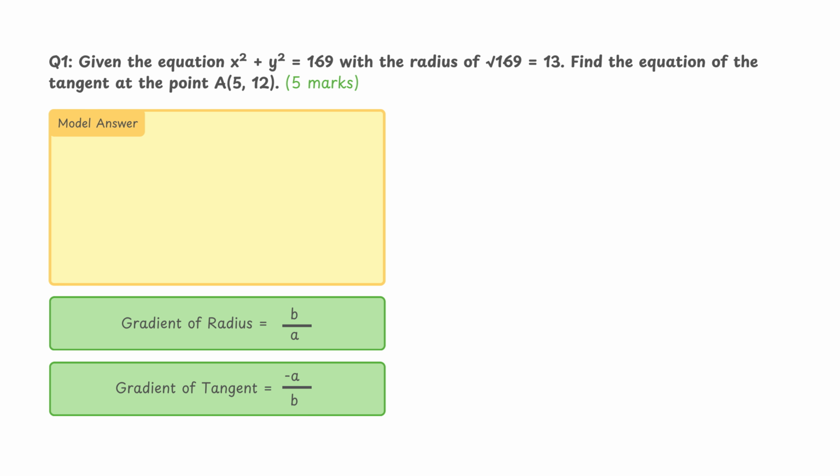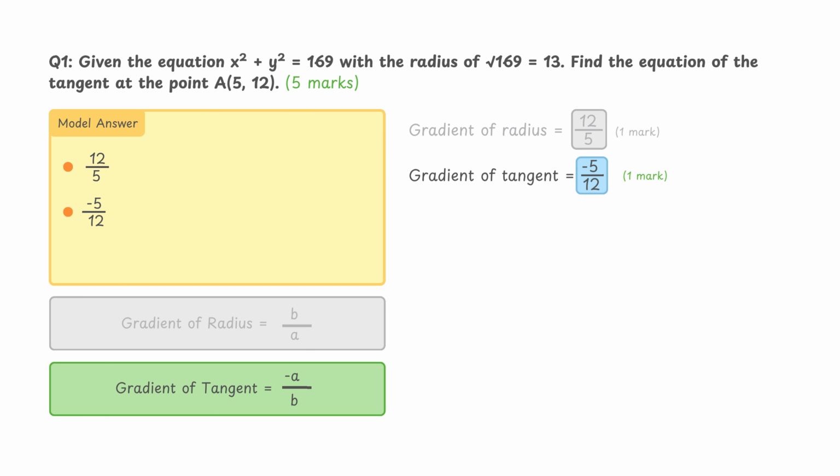First, we identify the center of the circle. Since the equation is x squared plus y squared equals 169, the center is at 0, 0. Now, we find the gradient of the radius from the center to the point A, which is 5, 12. The gradient is change in y over change in x, so this gives us 12 over 5. This earns 1 mark. Next, we find the gradient of the tangent. Remember, the tangent is perpendicular to the radius, so we take the negative reciprocal. The negative reciprocal of 12 over 5 is negative 5 over 12. This earns another 1 mark.